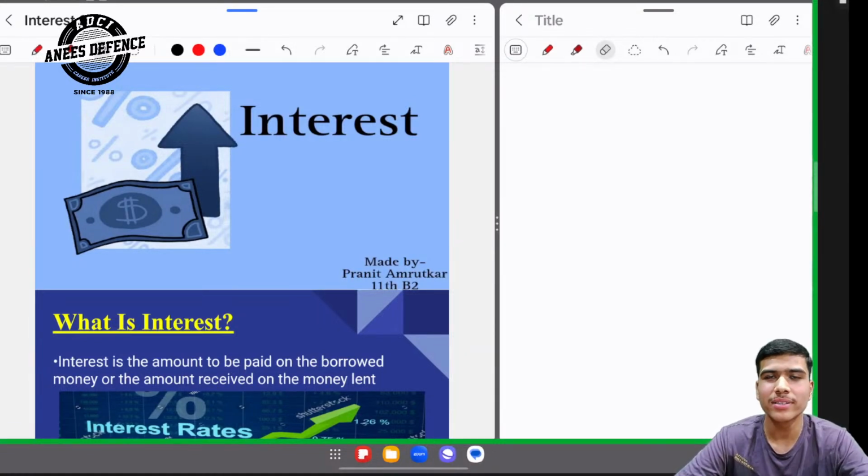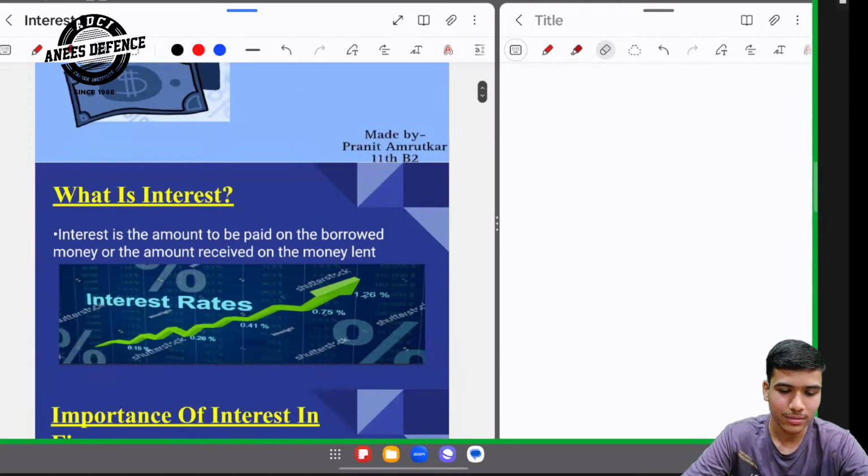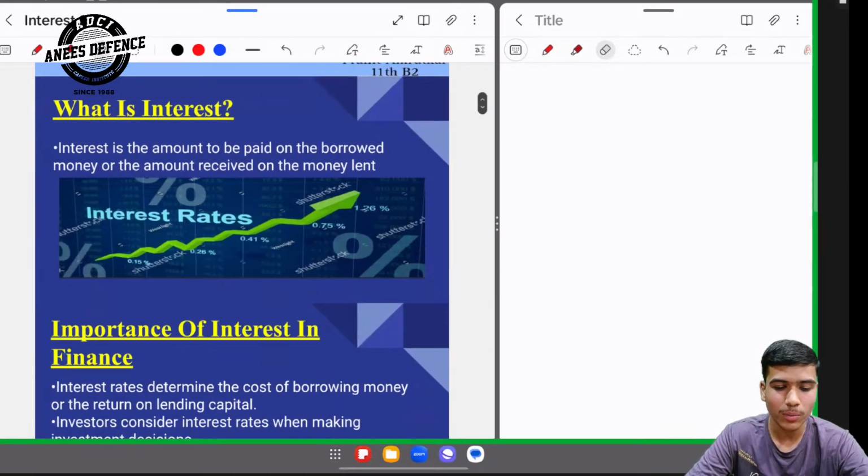Today I am here to present a PPT on a sweet and simple topic, that is interest. So we will discuss what is interest. Interest is the amount to be paid on the borrowed money or the amount received on the money lent.